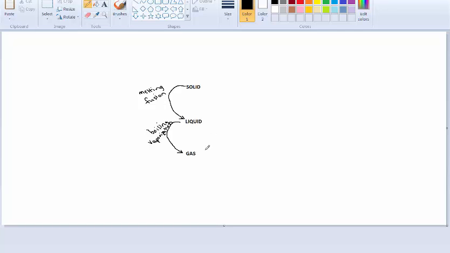Now, we can go the opposite way. We can go from a gas to a liquid, and the vocabulary word for going from a gas to a liquid is the word condensation.